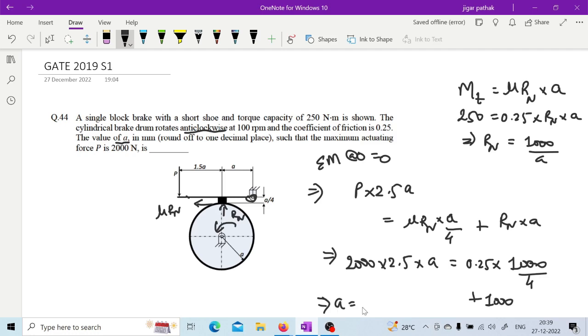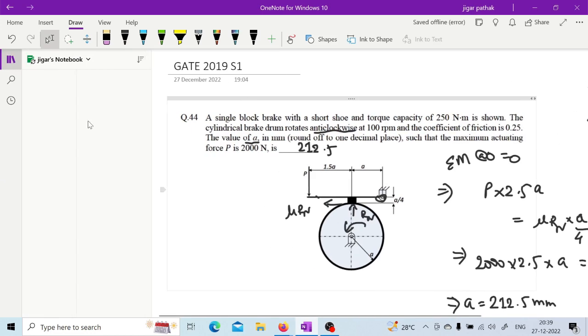So what is A? A is 212.5 mm. All of you are getting this? Yes, sir. Okay.